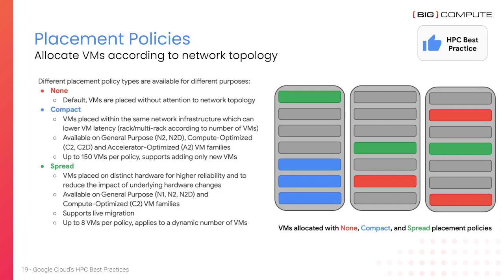Placement policies are a new feature of Google Cloud, and using them is an important HPC best practice. Placement policies allow users to manage their HPC VMs according to network topology, and there are two types, compact and spread. Spread is used for high availability purposes and isn't really interesting for most HPC use cases. Compact is specifically built for and supported on HPC VM families. It's designed to minimize network hops and therefore latency between VMs, which can dramatically improve performance for tightly coupled workloads.